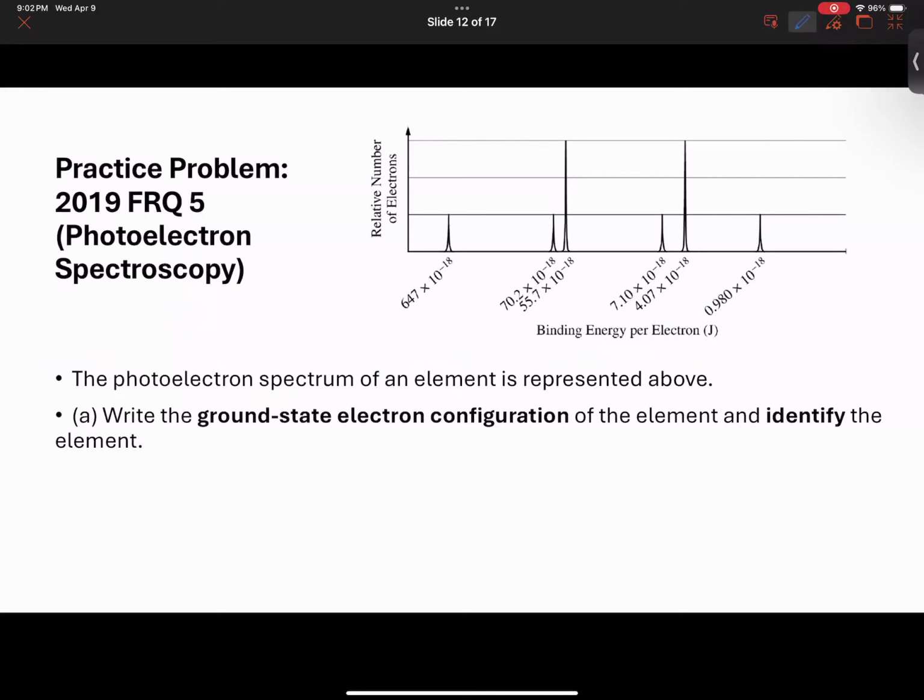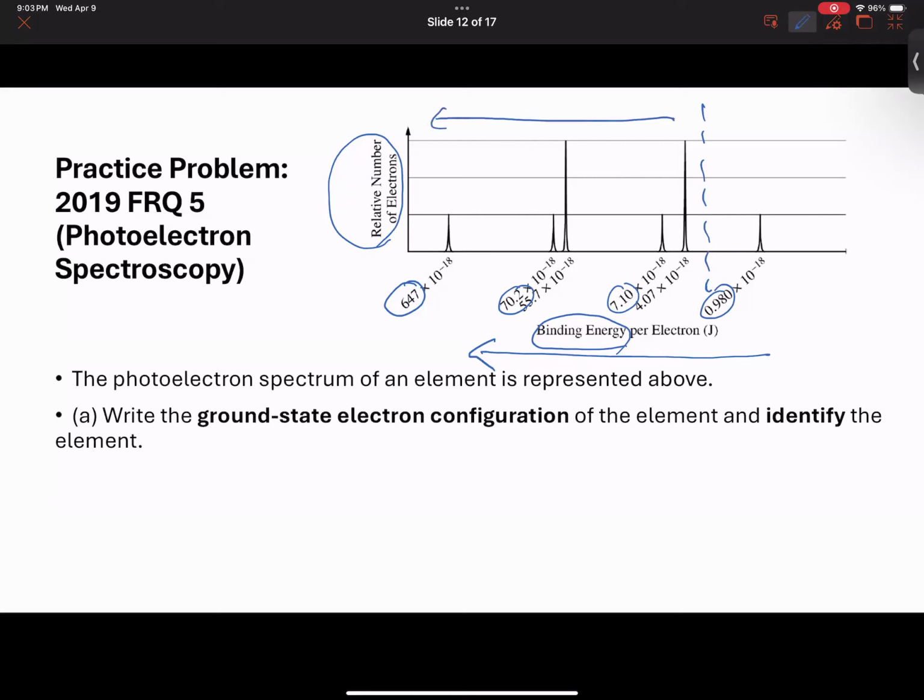Here, let's look at what is on the x-axis and what is on the y-axis. On the x-axis is the binding energy per electron. As it is strongly bound, the electrons are more core electrons, deeply embedded. And on the y-axis, we have the relative number of electrons. So here, the binding energy increases from the right hand side to the left hand side. They are 10 to the negative 18, so the same. It is 647, 70, and 7, and 0.9, which is about 1. So we see that the electrons on the left hand side must be core electrons because of high binding energy. This one must be the valence electron.